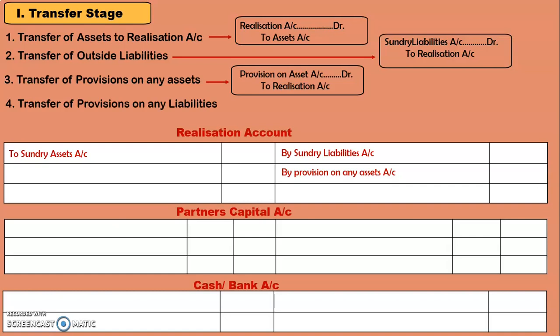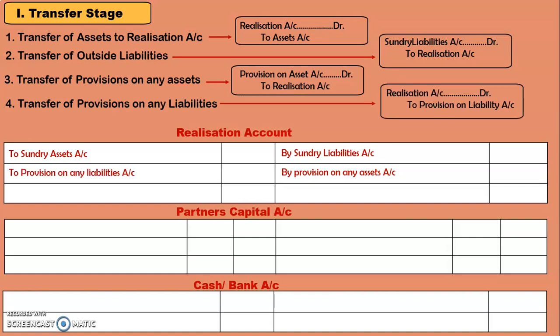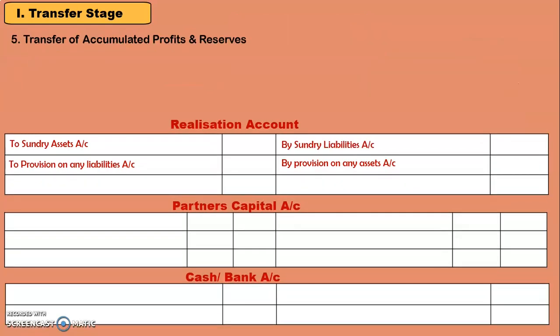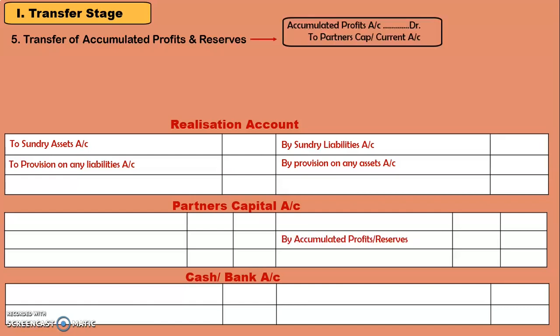If there are any provisions on liabilities, for example, reserve for discount on creditors, then this will be recorded on the debit side of realization account, and the journal entry is realization account debit to provision on liability. Then next, if there are any accumulated profits or reserves appearing in the balance sheet like general reserve, reserve fund, profit and loss account credit balance, then this has to be distributed among the partners, and it is shown on the credit side of partners capital account. The journal entry is accumulated profit account debit to partners capital or current account.